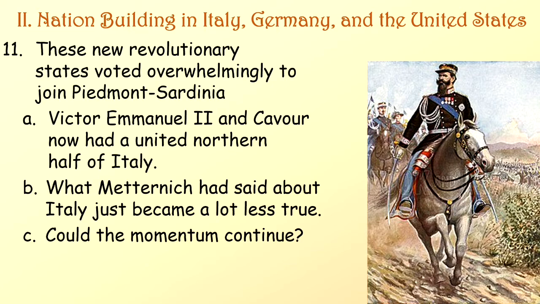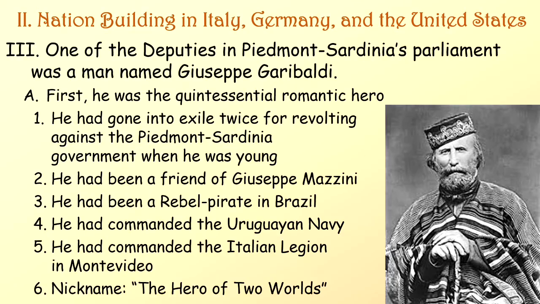Victor Emmanuel II and Cavour now had a unified northern half of Italy, and what Metternich had said about Italy just became a lot less true. Could the momentum continue? One of the deputies in Piedmont-Sardinia's parliament was a man named Giuseppe Garibaldi.